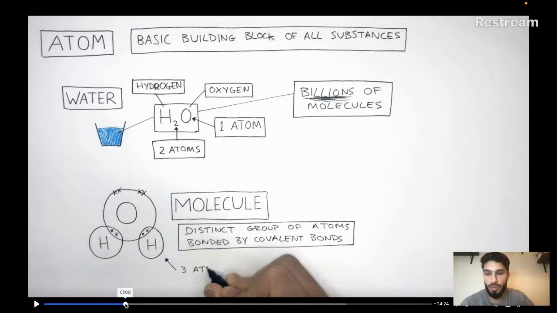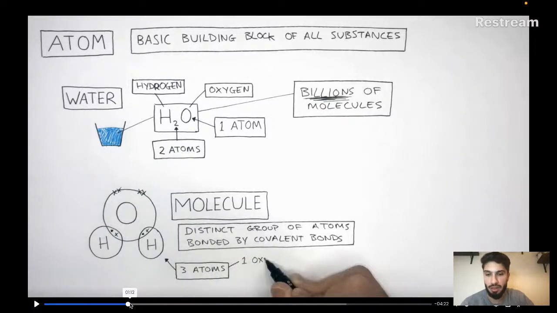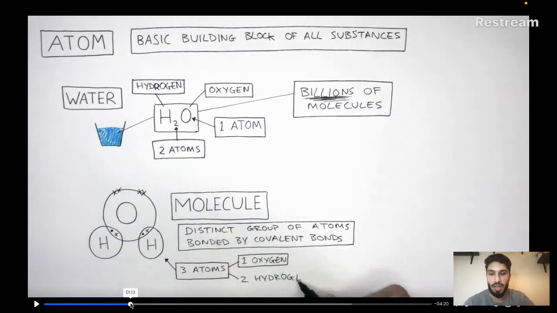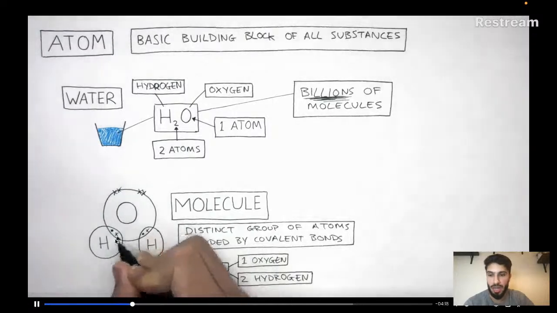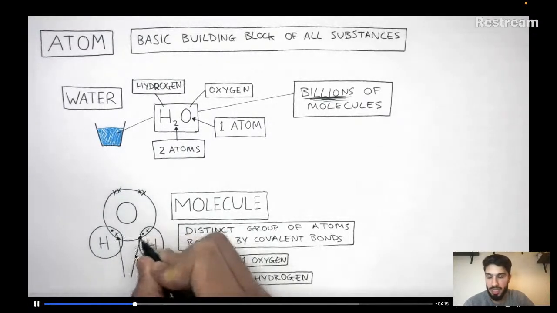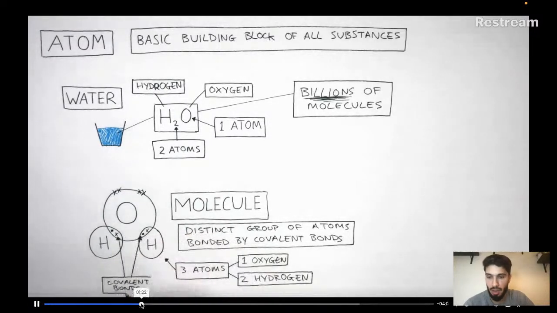So when we look at this water molecule, we can see there are 3 atoms, 1 oxygen atom and 2 hydrogen atoms. And here are the single covalent bonds, okay? So this is a water molecule. And we say this has a simple molecular substance. This is a simple molecular structure, because it's a molecule to begin with.